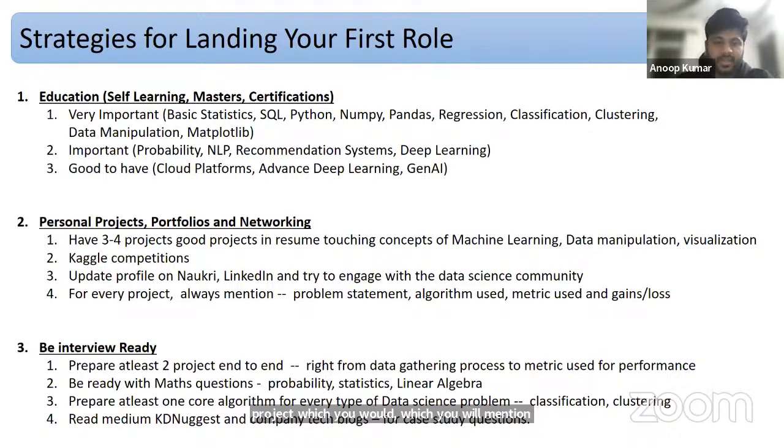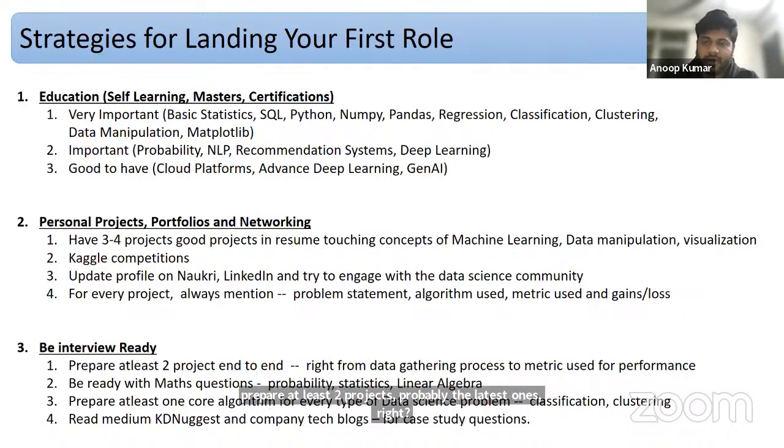The third thing is, yeah, be interview ready. In most of the interviews which I have given, they mostly ask you to explain any project of your choice. So you should prepare at least 2 projects, preferably the latest ones, right? And you should prepare them end to end, from how you gather the data to how you measure the performance of whatever model you have built, right?